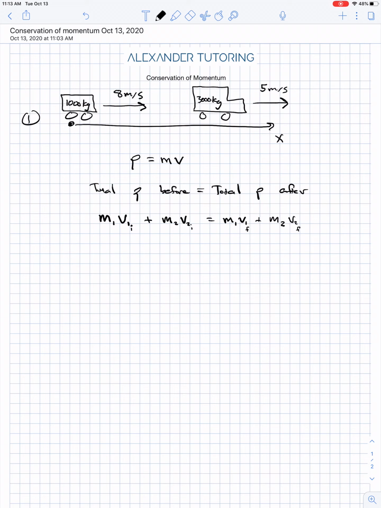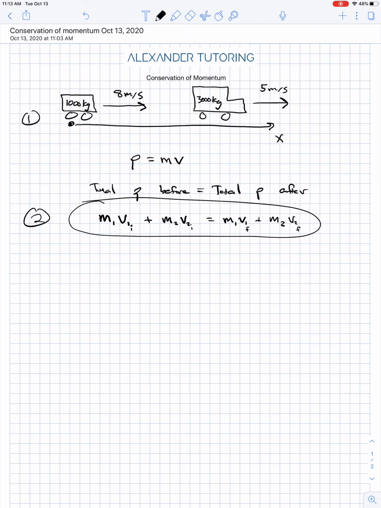Okay, so I would recommend starting, this would be your step 2. You can always just write this down right here for your conservation of momentum problems. It's a very good starting point that'll keep you safe. And the main problem that students run into is they don't consider direction. So it's very important that we consider direction.